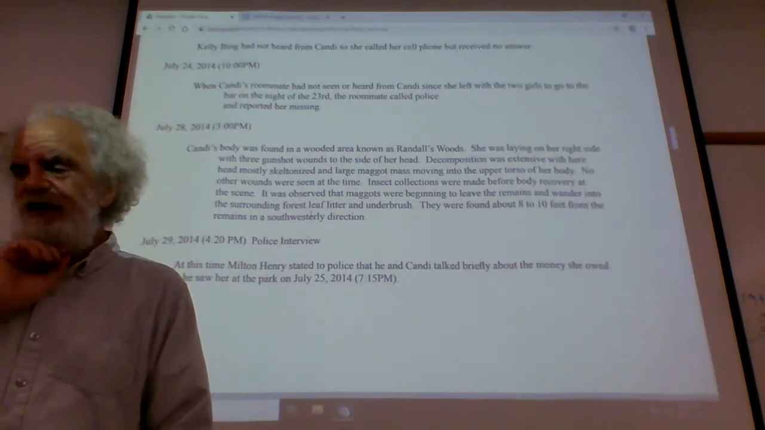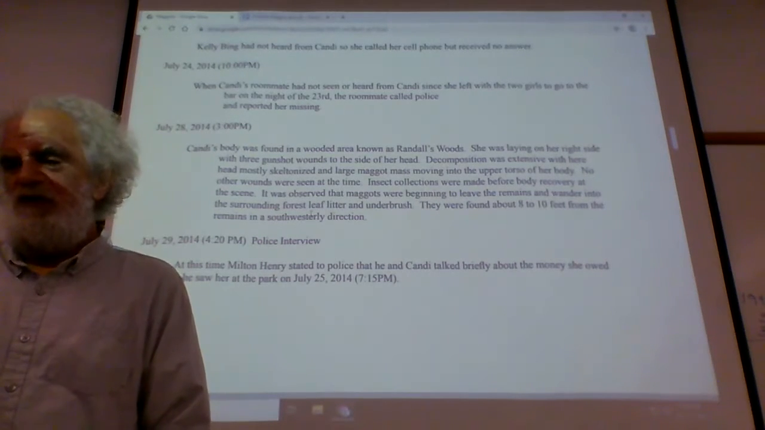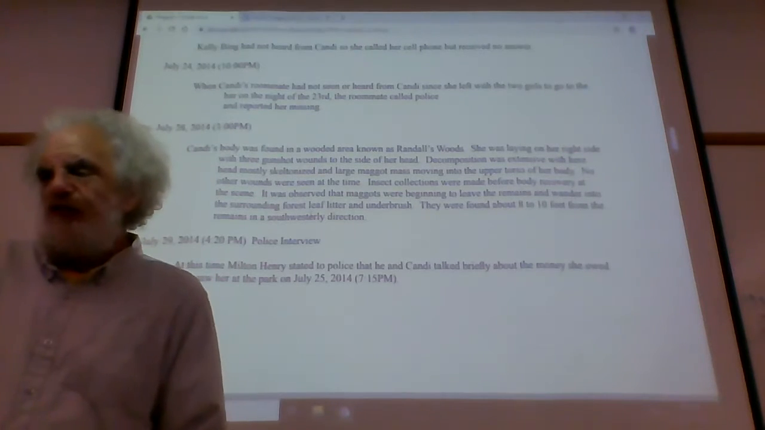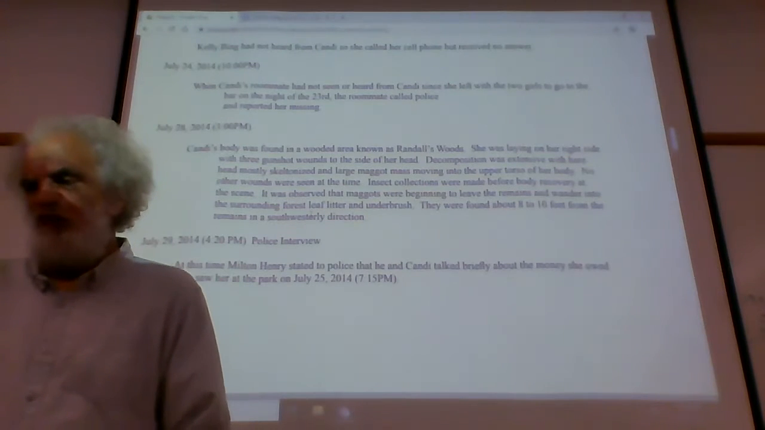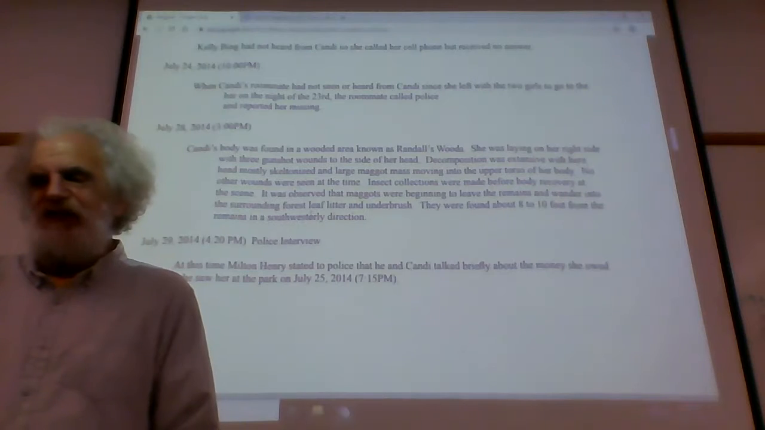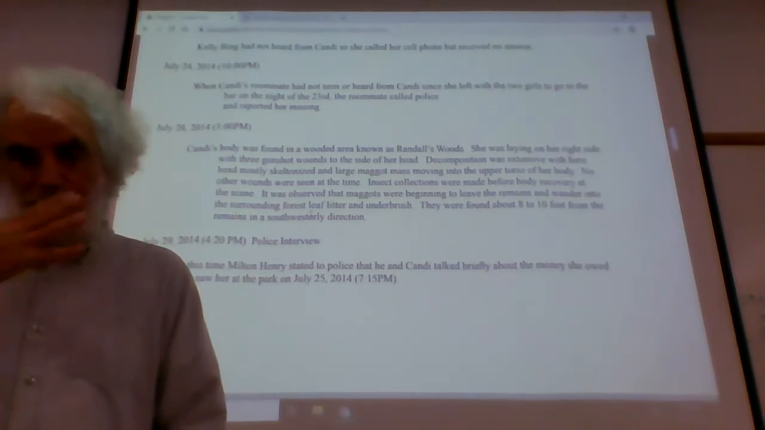Insect collections have been made at the scene, before the body was moved from the scene. The maggots were beginning to leave the remains and wander into the surrounding forest, leaf litter, and underbrush. They were found about 8 to 10 feet from the remains in a southwesterly direction, so that means it's been a while, and they're actually starting to move out and getting ready to pupate.